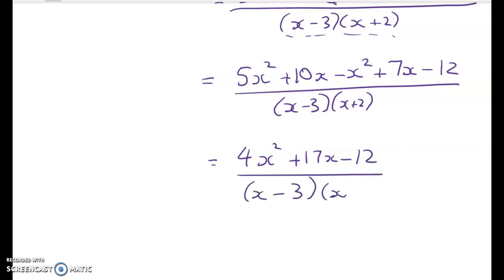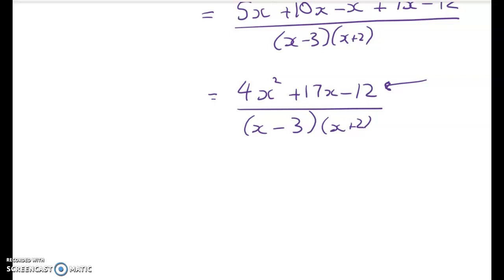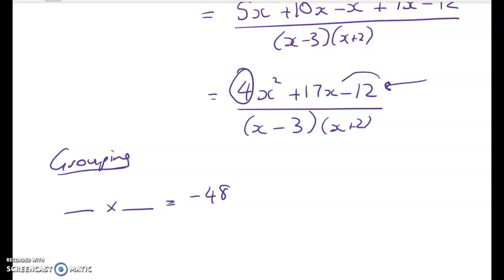So the next thing that I want to do is to try to factorize this numerator. And it's a 4x squared one, so we can do a little bit of guess and check, but that doesn't get us too far. So I'm going to try and do it properly by the grouping method, or sometimes called the AC method. So I want two numbers that multiply together to give me negative 48, right? That's the 4 times the negative 12. And two numbers that when I add them together are going to give me 17.